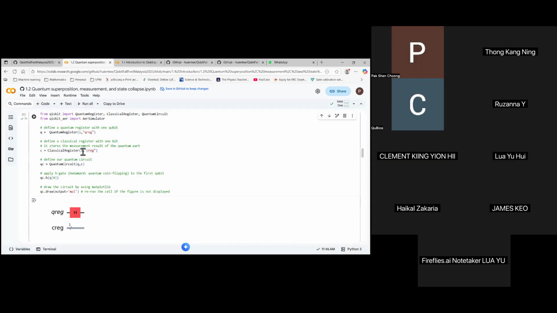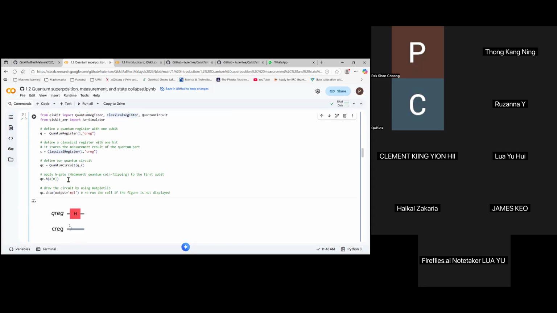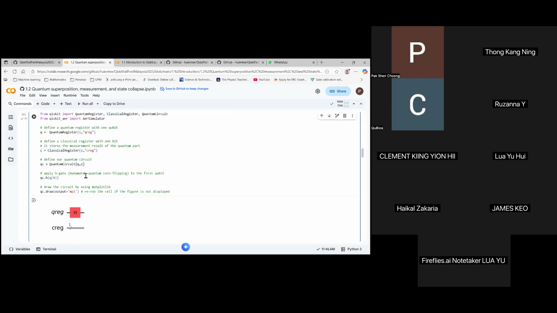After defining all the registers, you also need to define the quantum circuit. In the usual case, we define QC, and then this is the function QuantumCircuit. Remember that this is a big C and this is a big R here. The syntax inside this bracket is Q with C. The first variable will always be the quantum register, and the second variable is the classical register. Q and C are what I defined just here.